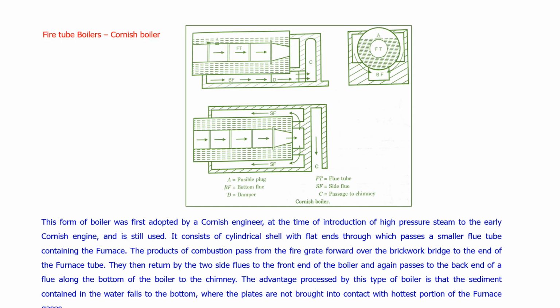This is another type of boiler, but it is a horizontal Cornish fire tube boiler. In the previous case, we have seen vertical. Now this is horizontal. This is fusible plug. All the accessories will be there. Components will be there, but it is kept in horizontal position.